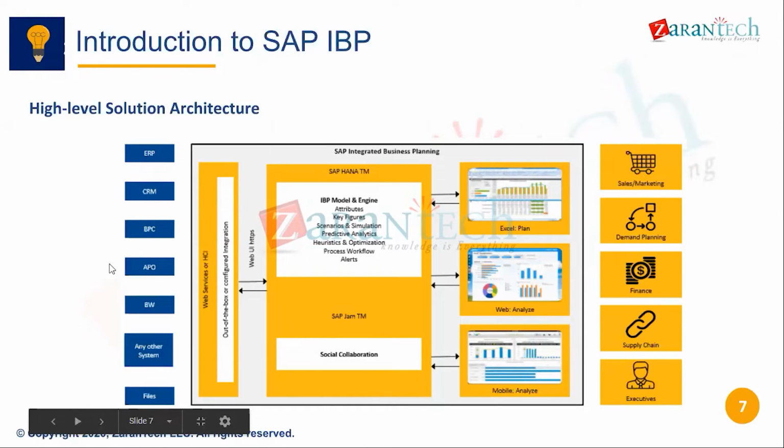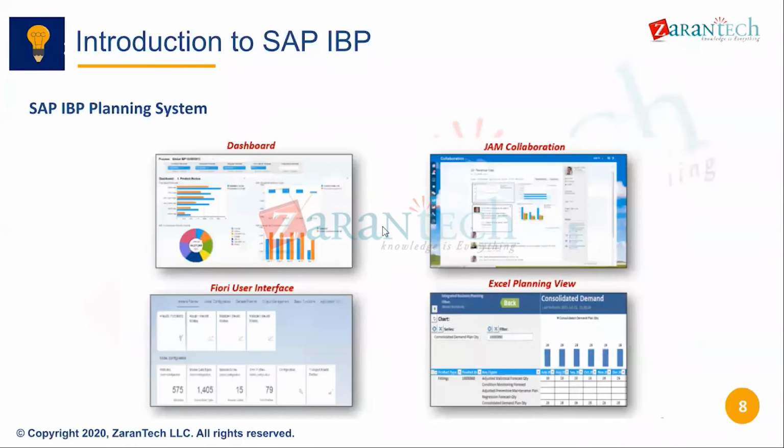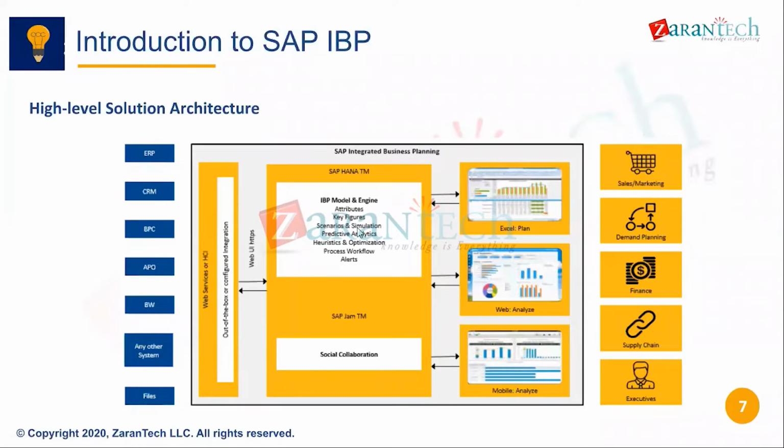And here on the left hand side, we have our ERP systems, the APO systems and BW. Now in between, we have our web UI, where the IBP module is actually designed. In the background, we can see SAP HANA. We can also see SAP Jam, where we are doing our social collaboration. When we say IBP module and engine, it is associated with some configurations, which we call attributes. We say they are the key figures. We create some scenarios. We do predictive analytics. We do heuristics and optimization. And we do our process flows and alerts.